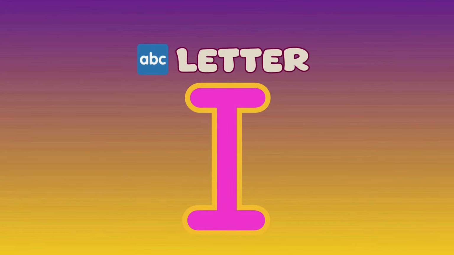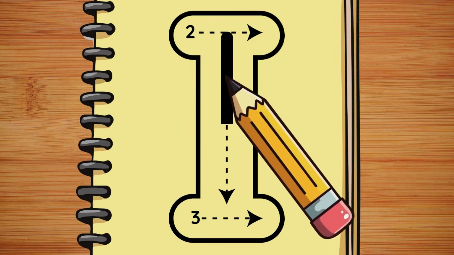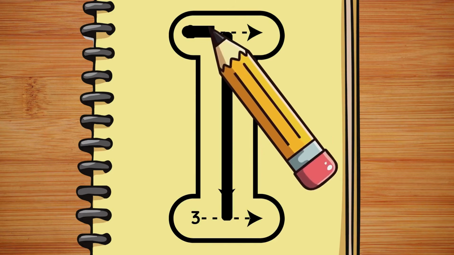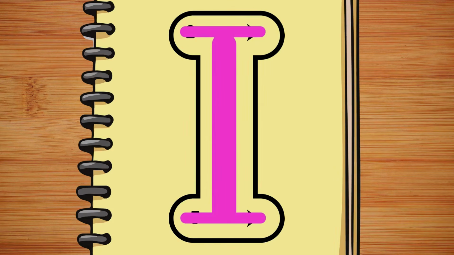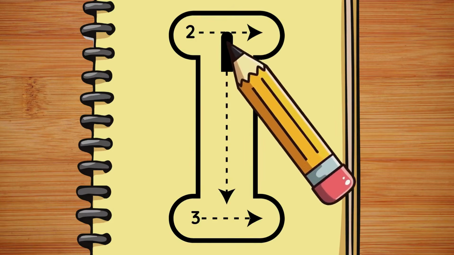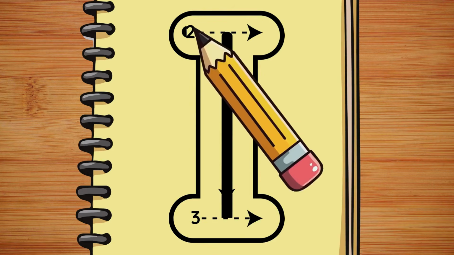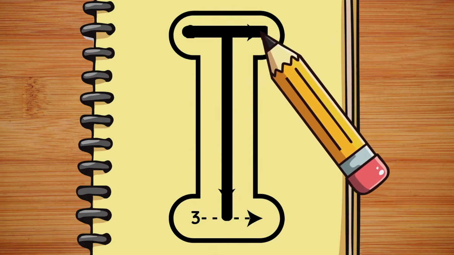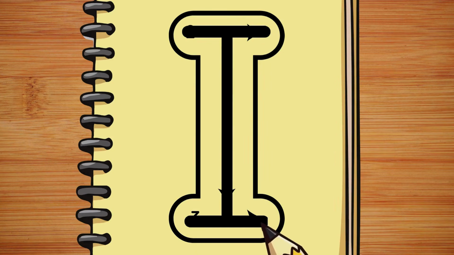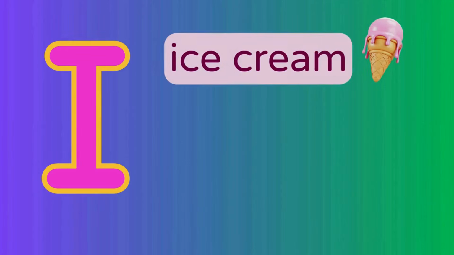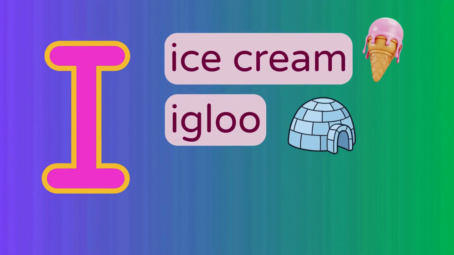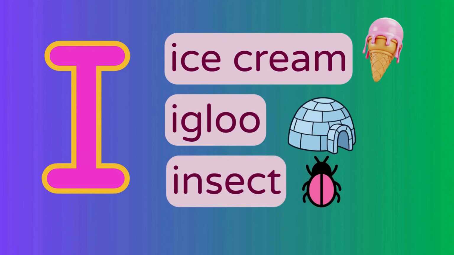Letter I. Line down. Line at the top. Line at the bottom. I is for ice cream. I is for igloo. I is for insect.